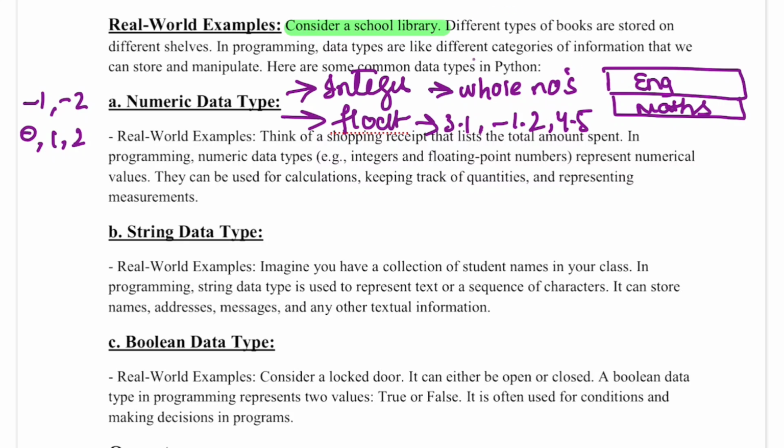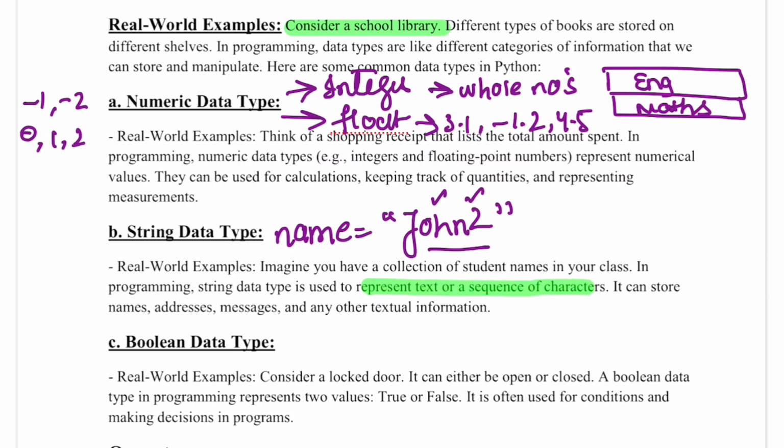Now we have the string data type. If we have a combination of characters, like name is equals to John2, it has alphabets, it has numbers, and it is a combination. It consists of lots of alphabets. So this is called a string. It can be used to represent text or a sequence of characters. It can store names, addresses, and messages.